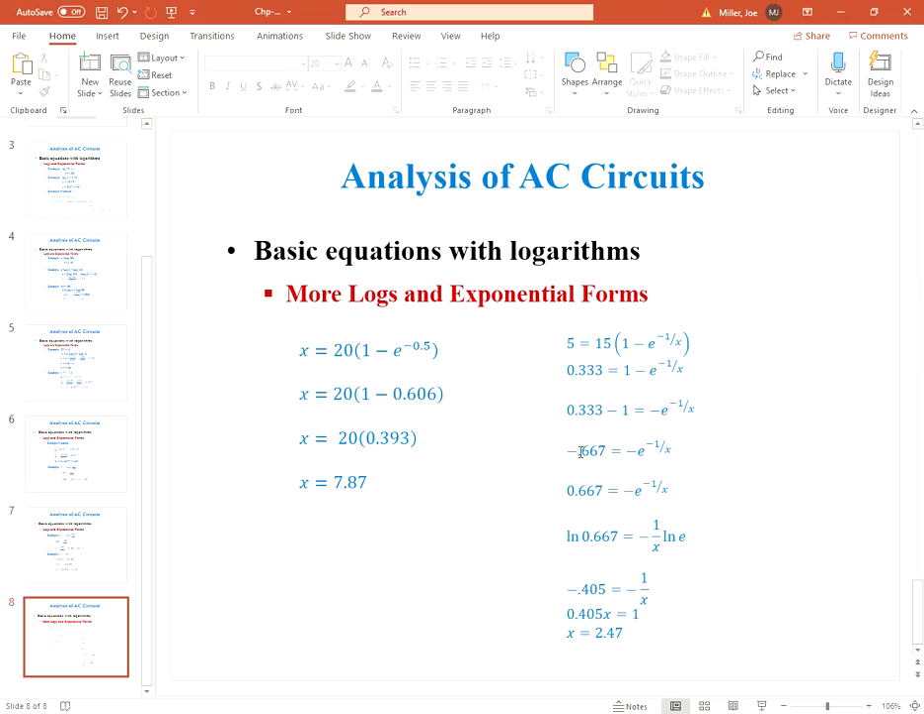Subtract 1 from both sides. You got minus 0.667 equals minus e to the minus 1 over x. Multiply both sides by minus 1. 0.667 equals e to the minus 1 over x. Take the natural log of both sides.